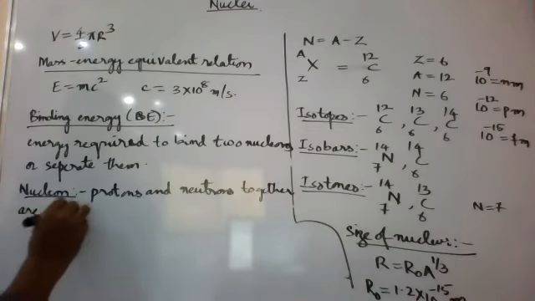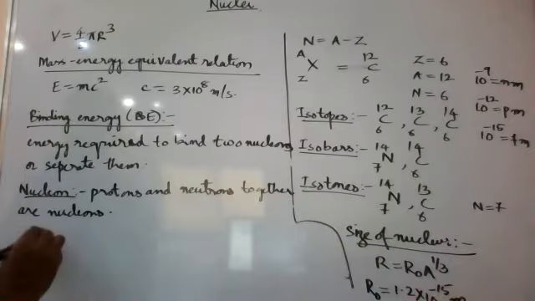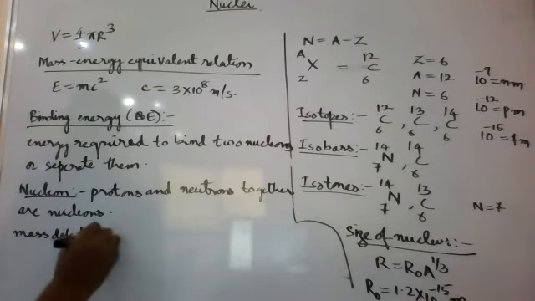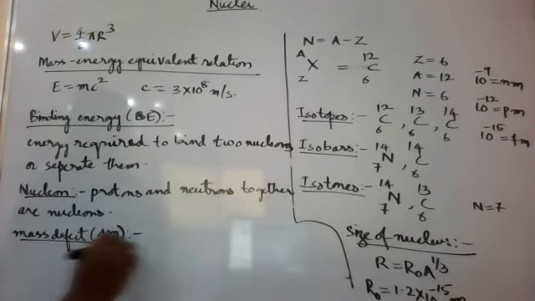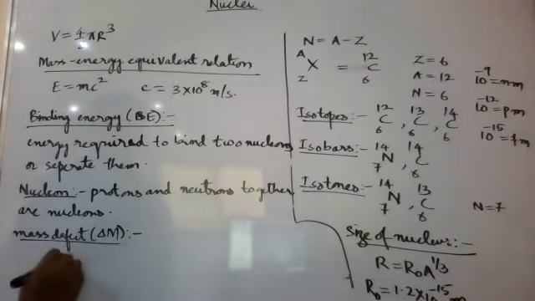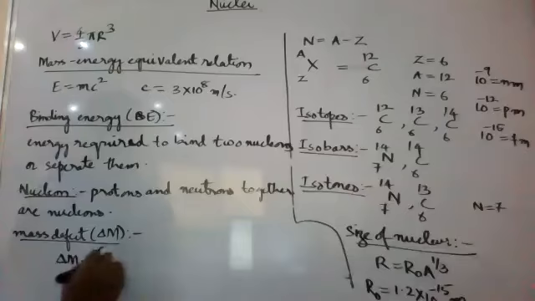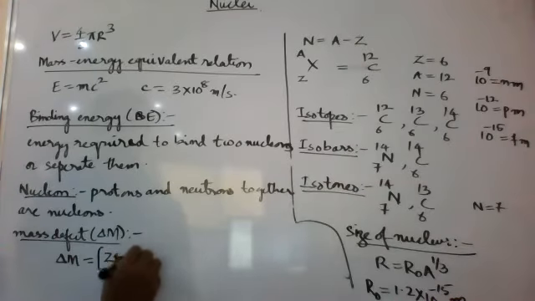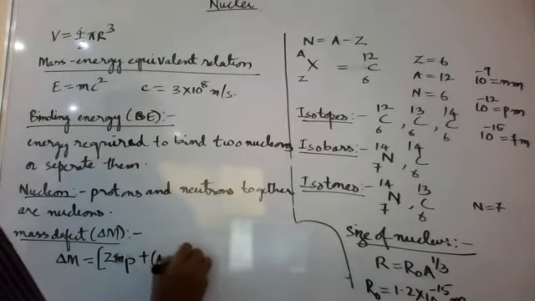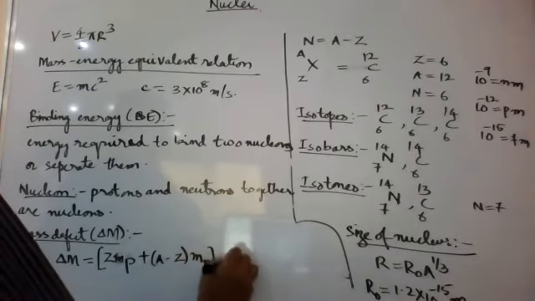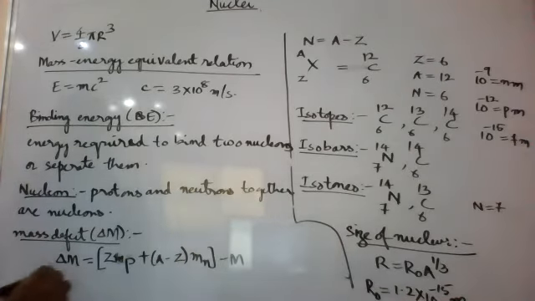So now, the binding energy formula. To find out the binding energy, first we'll find out the mass defect. What is mass defect? Mass defect is calculated using the delta M formula. Here delta M equals calculated mass minus actual mass, that is Z into Mp plus (A minus Z) into Mn minus capital M. This is said to be mass defect.